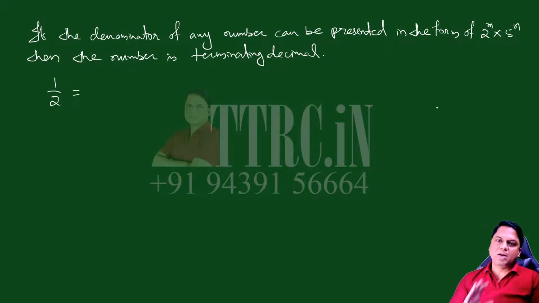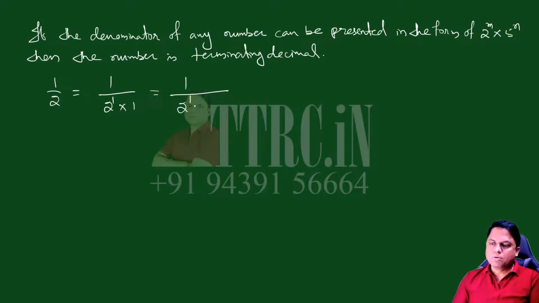So here our definition says that we should be able to present the number in the form of 2 to the power any number multiplied by 5 to the power any number. So here we present it as 2 to the power 1 definitely, but where is 5? Okay, so we can write it as 2 to the power 1 multiplied by 1, and we know that any number to the power 0 is 1. So we can write it as 2 to the power 1 multiplied by 5 to the power 0.